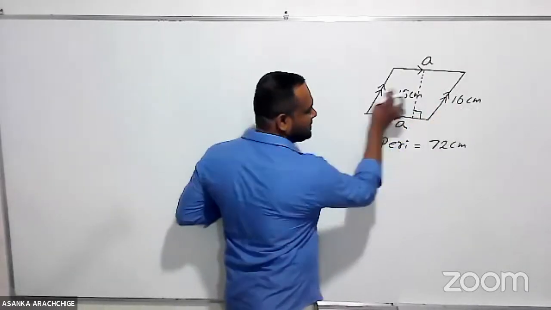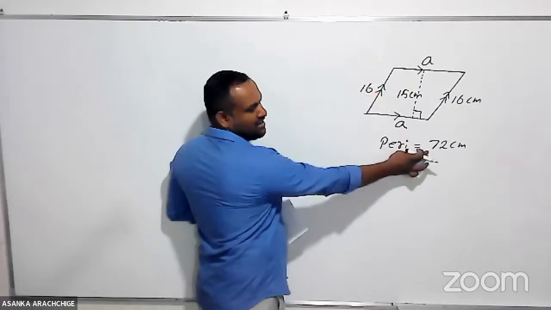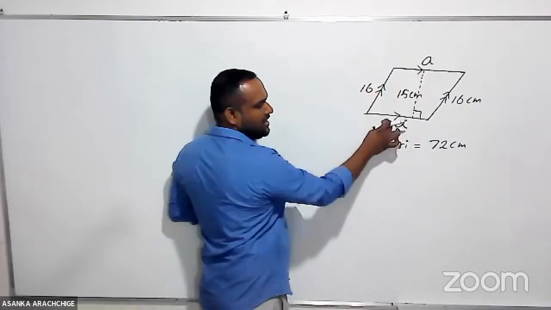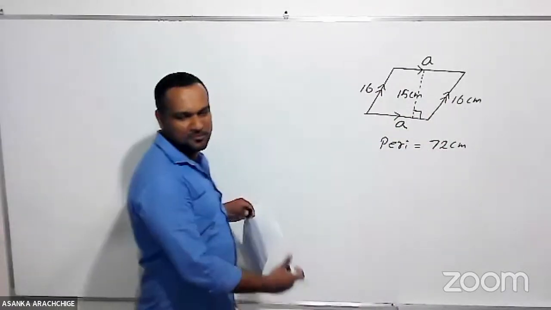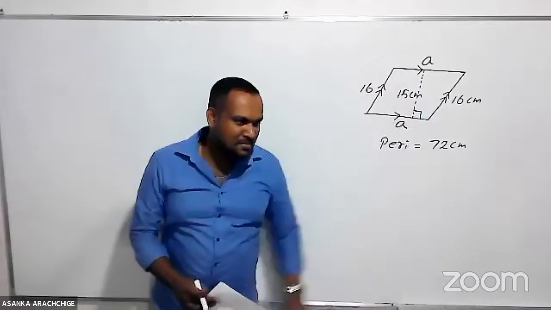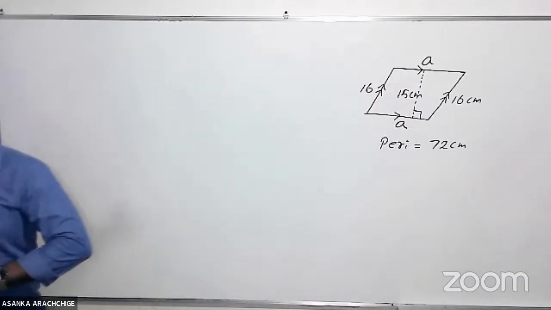If this is 16, how much is this? This is also 16. What is the perimeter? A plus A, 16, 2A plus 32. Then find A in that manner. Clear?